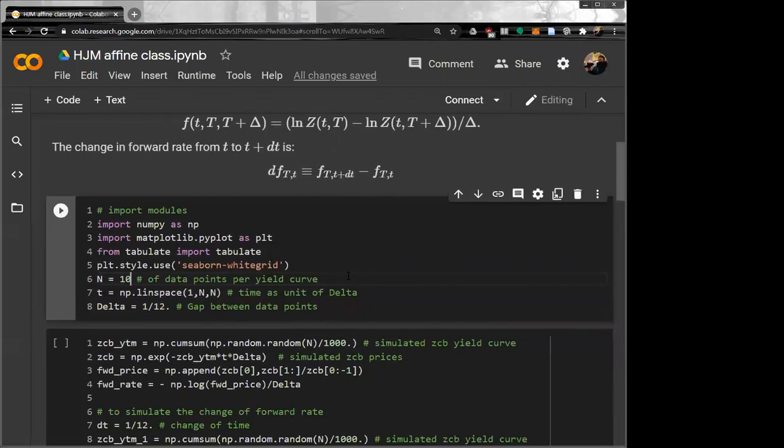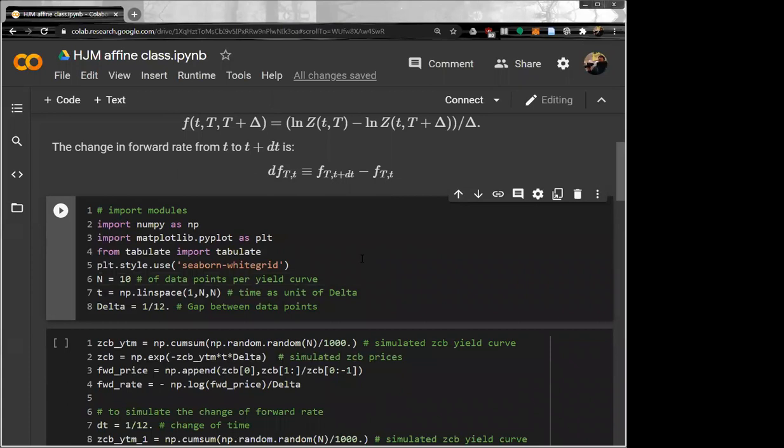So we have the setting now. Of course, ideally, we want to use real data, but since we don't have real data, I want to simulate the data. So first, I simulate what? I simulate the zero coupon yield of the zero coupon bond, which is basically the spot rate, right?